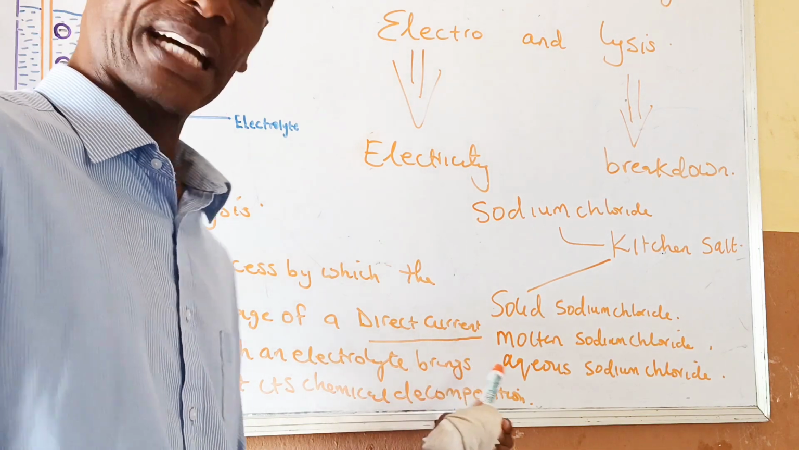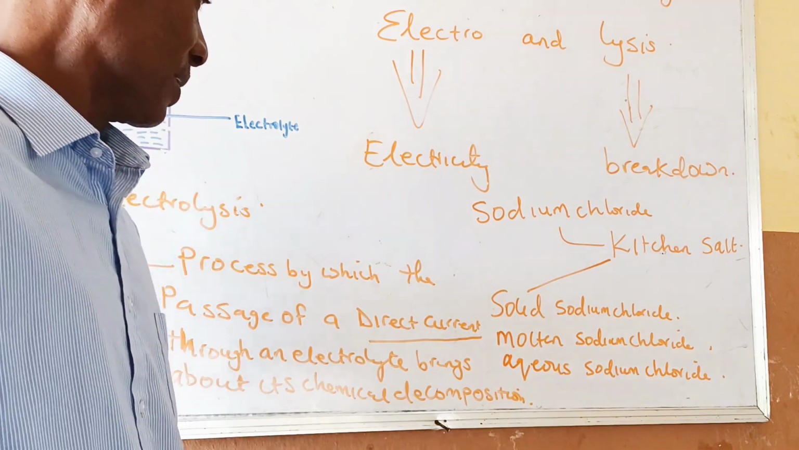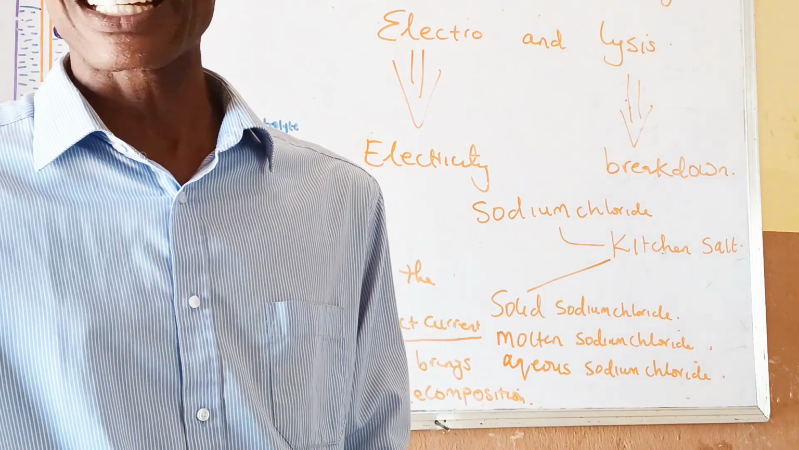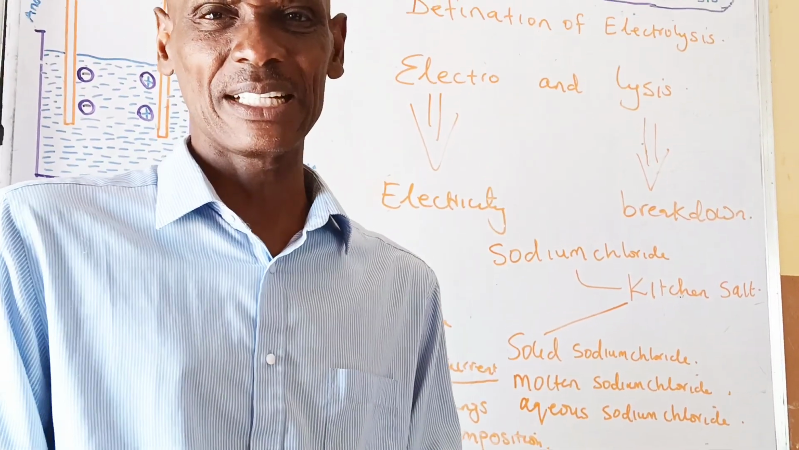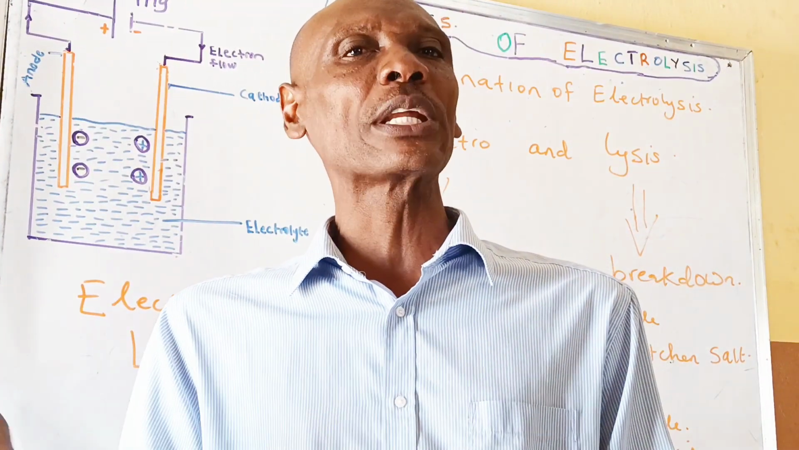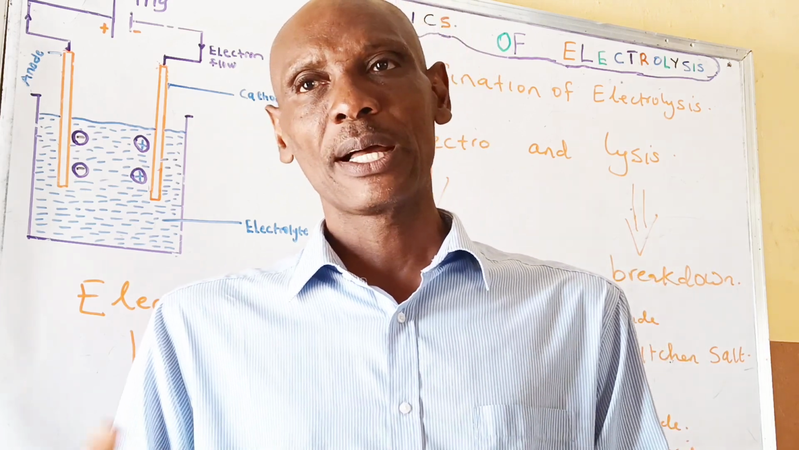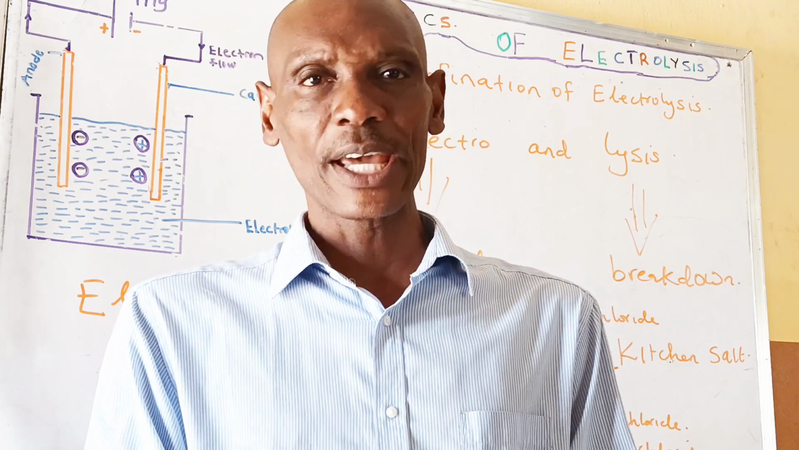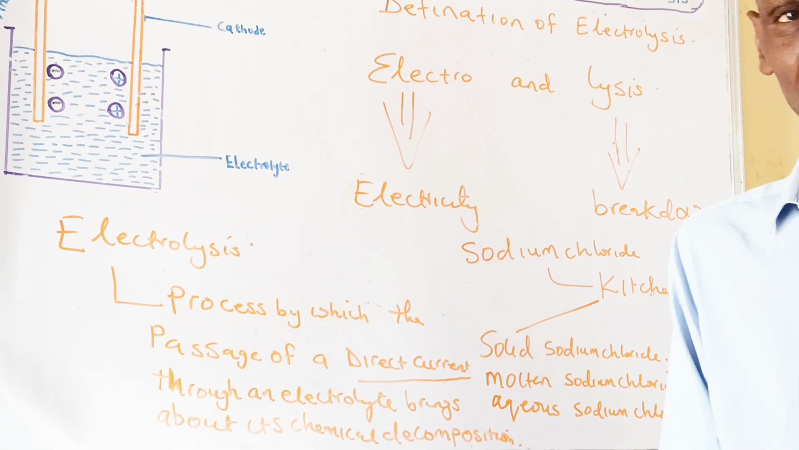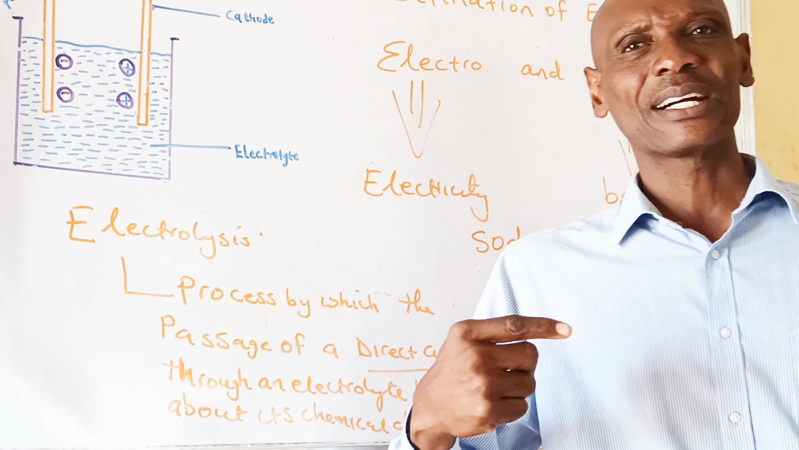You will have noticed that I underlined direct current. That means you cannot effectively do electrolysis with alternating current. What is the direct current? It is one in which the current flows in only one direction. It's the type of current we get from a cell, from a dry cell. Now, an alternating current, AC, on the other hand, is one in which the flow of the current reverses itself at regular intervals.